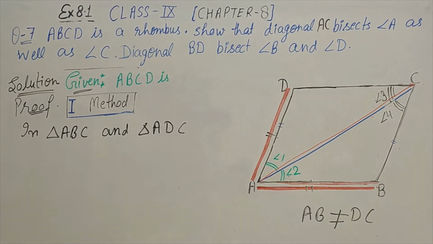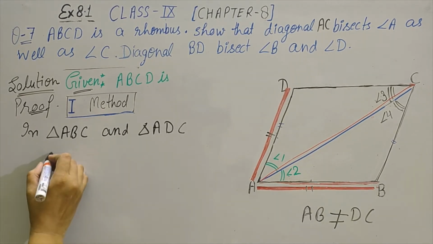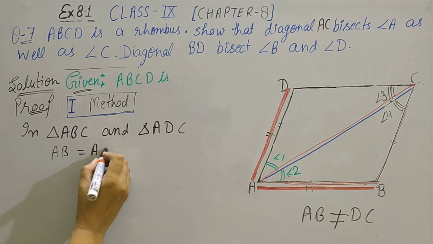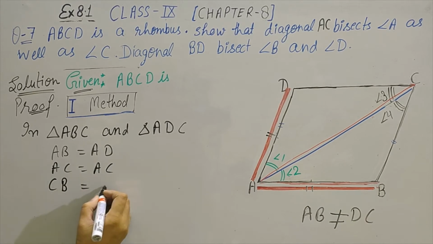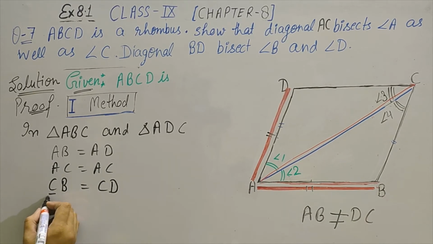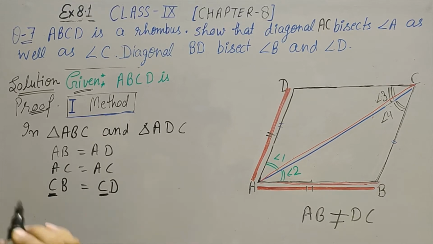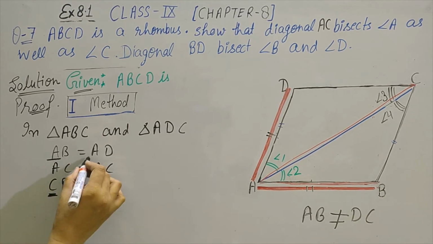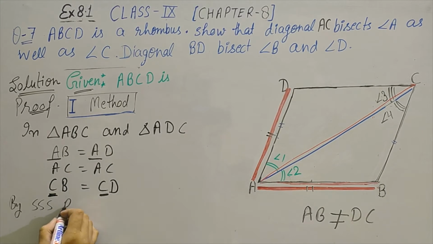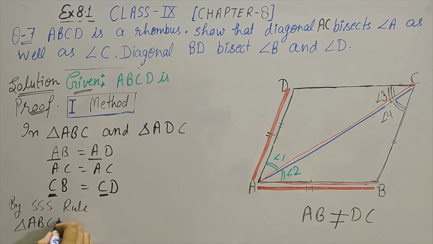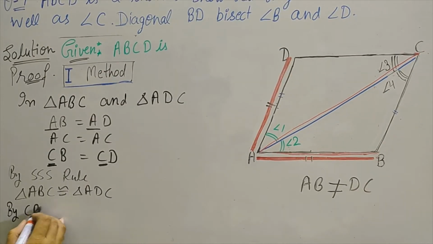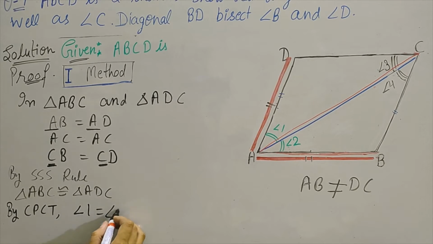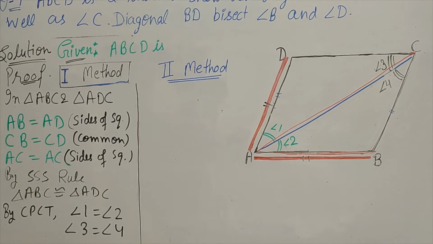Remember this thing. आप triangles को congruent proof कर रहे हैं. So you will write AB is equals to AD, then AC common, and third thing CB is equals to CD. ऐसा लिखने से C point will correspond to C and A will correspond to A. So by SSS rule, triangle ABC become congruent to triangle ADC. Now by CPCT we can write directly angle 1 is equals to angle 2, angle 3 is equals to angle 4. Let us see the second method to prove the same result.